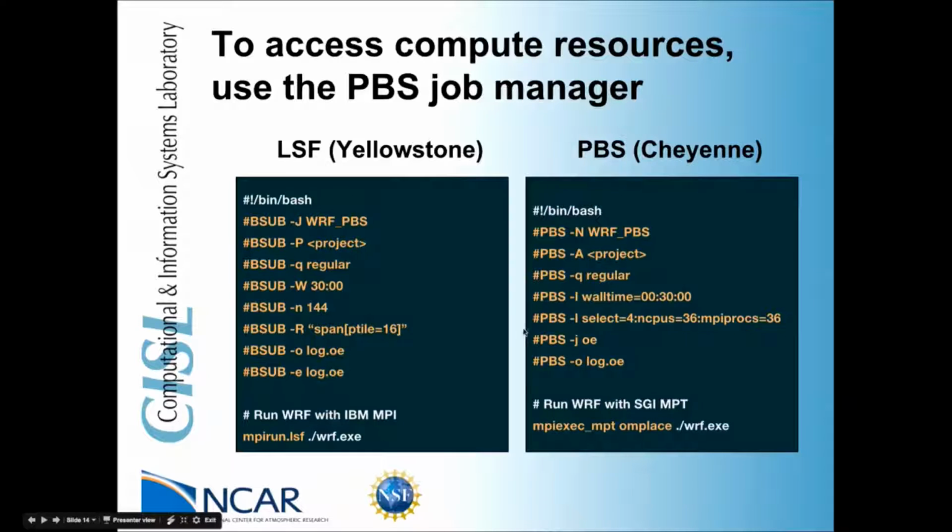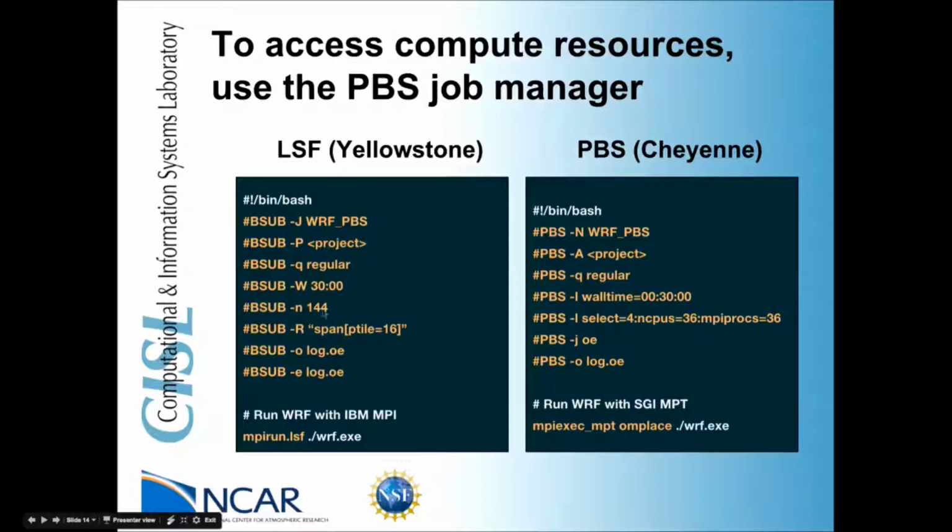And then you'll have your resource request. So here we have 144 cores specified. What we do here instead is that we specify the number of nodes with the select. So here I'm asking for 4 nodes. Each of them have 36 CPUs, and I'm going to have 36 MPI processes, or MPI tasks on each. Now, if you do the multiplication, you'll see that these numbers end up being the same.